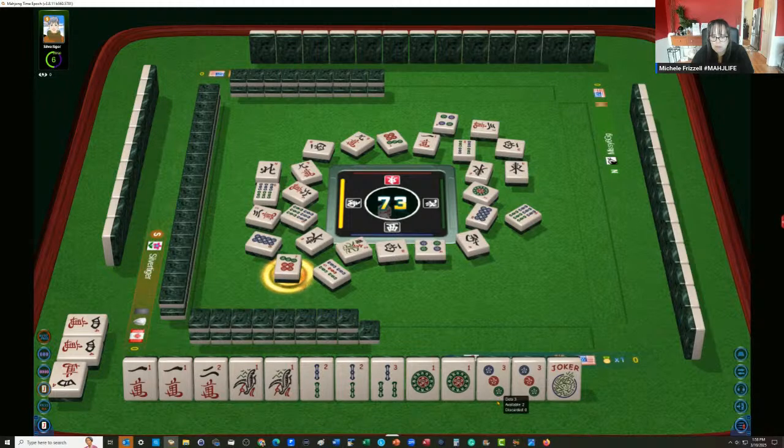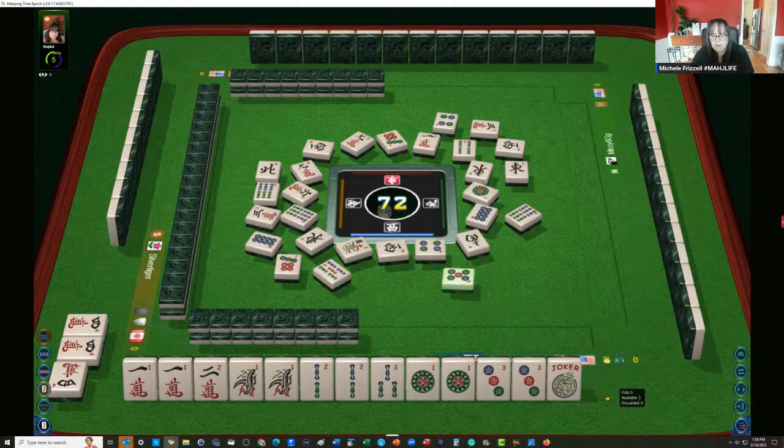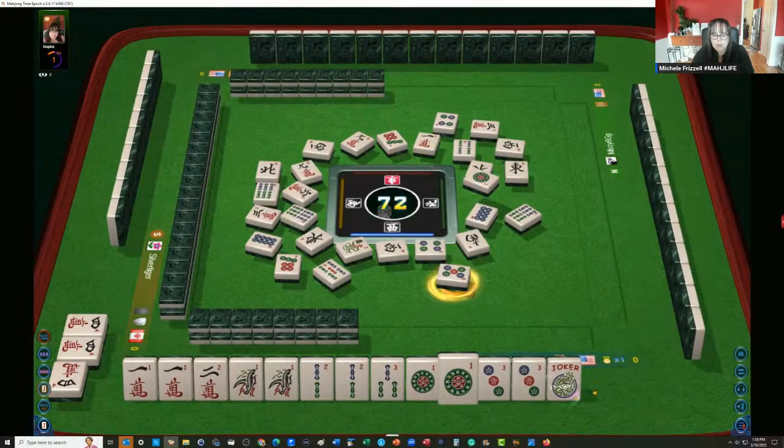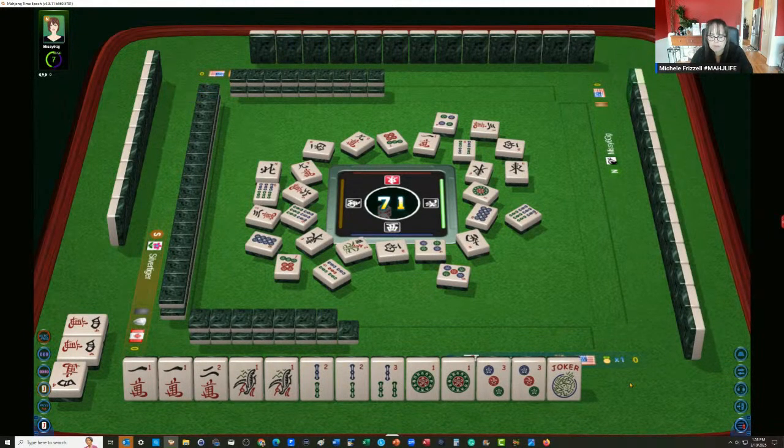7 dots. 2 dot. Oh, 5. Okay, now 5 dots. We could still play the concealed hand and then let the 3 bam and the 1 dot go. So we're still in between. We're going to keep an eye on 2 dots.